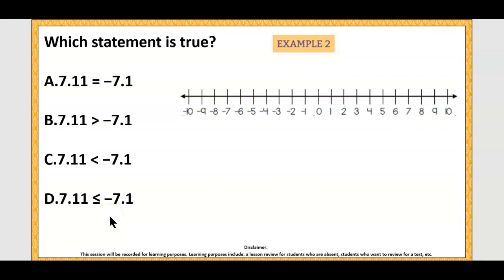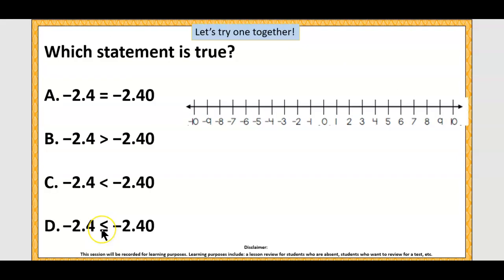Let's jump to this. Which statement is true? I want to jump to this one. This one's more fun. Okay, let's start with this. -2.4, -2.40. I don't think so. I might come back to that one and put a question mark. -2.4 is greater than -2.40.